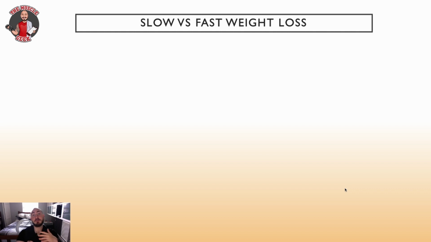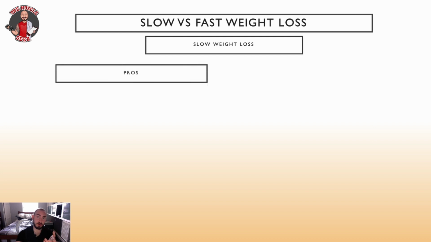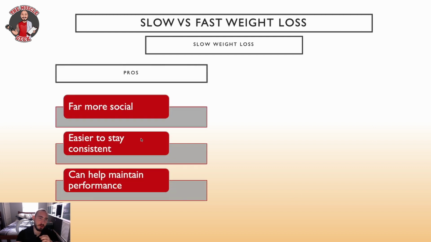Okay, so the next slide will be slow fat loss or weight loss versus fast fat loss and weight loss. Slow weight loss comes with its own pros and cons. Pros is far more social, so you are able to go to those meals out and have a bit more freedom with what you want to eat. You're able to have a bit more variety with the food you're having because you have more calories to play with. It's also easier to stay consistent because the calories aren't so low. Your hunger levels may not be as high. It can also help maintain performance.